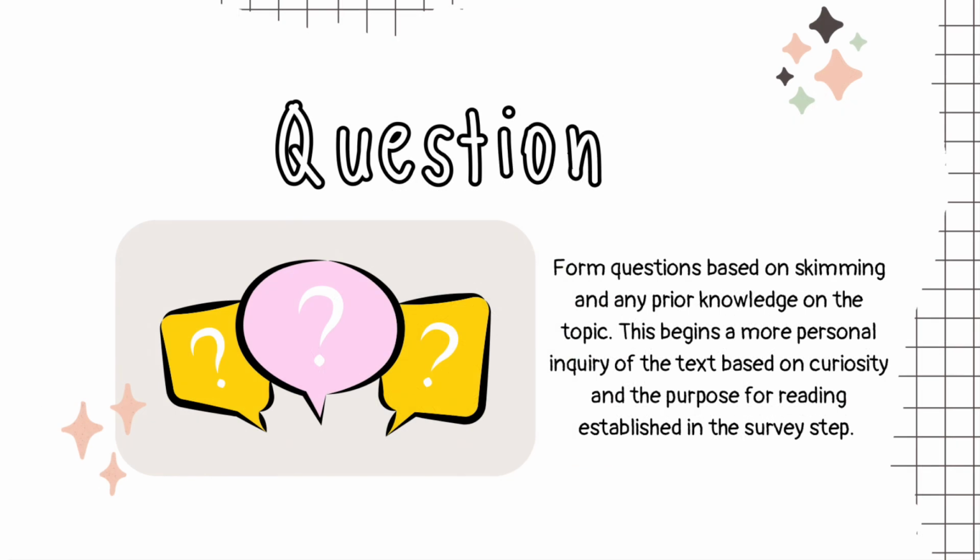Step 2. Question. Formulate questions from the survey step about what needs to be learned from the text in order to engage, concentrate, and build a general awareness of the topic. Questions can also be created by turning the titles, headings, and subheadings into questions. It creates a sense of purpose, begins a more personal inquiry, and helps with remaining focused on the text. Having questions to answer helps keep the mind engaged and concentrated on the reading material.